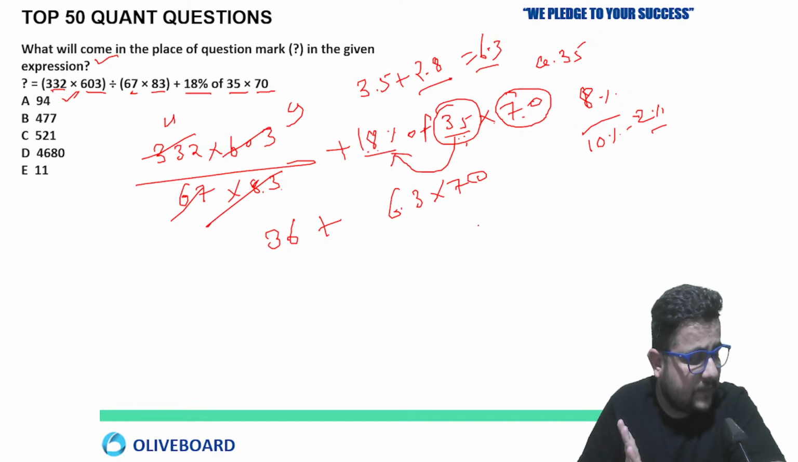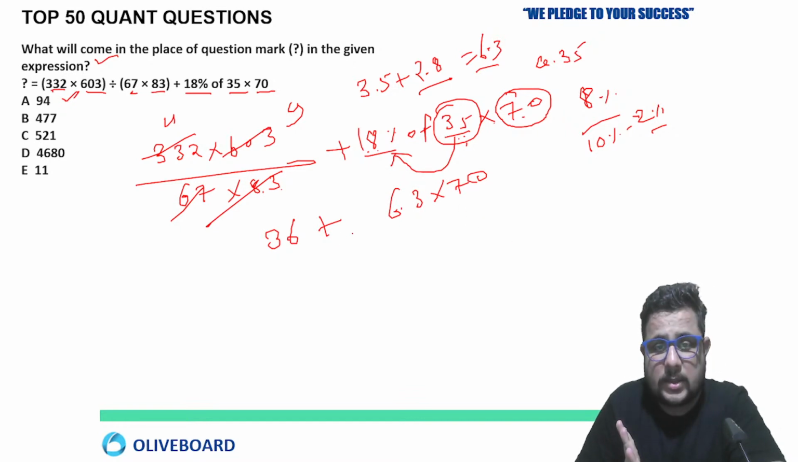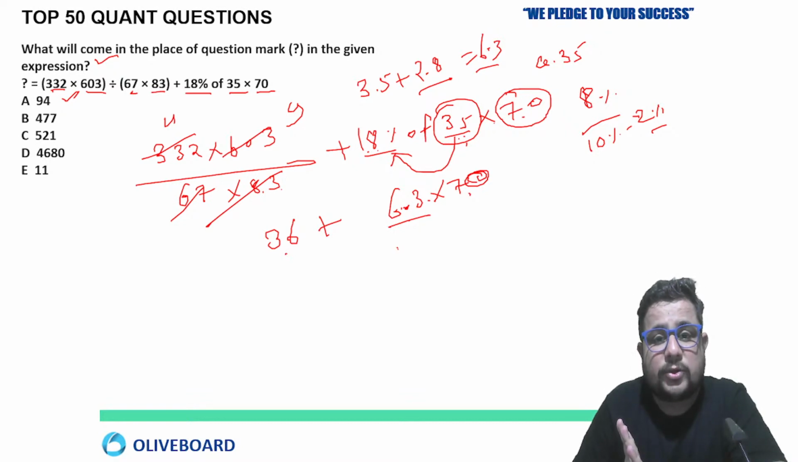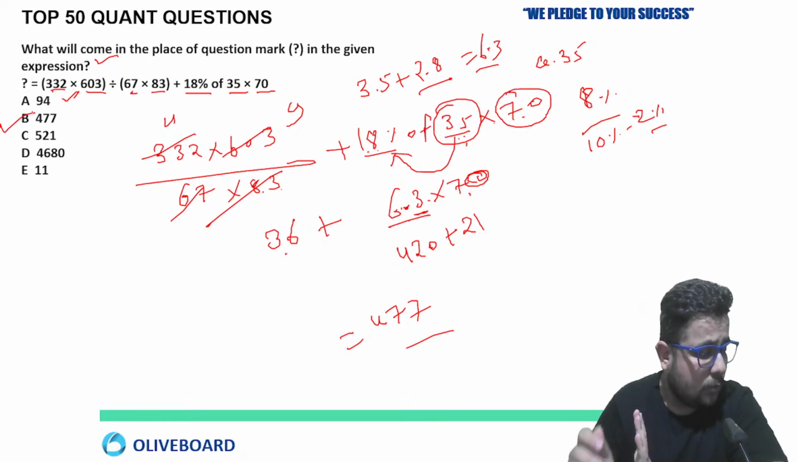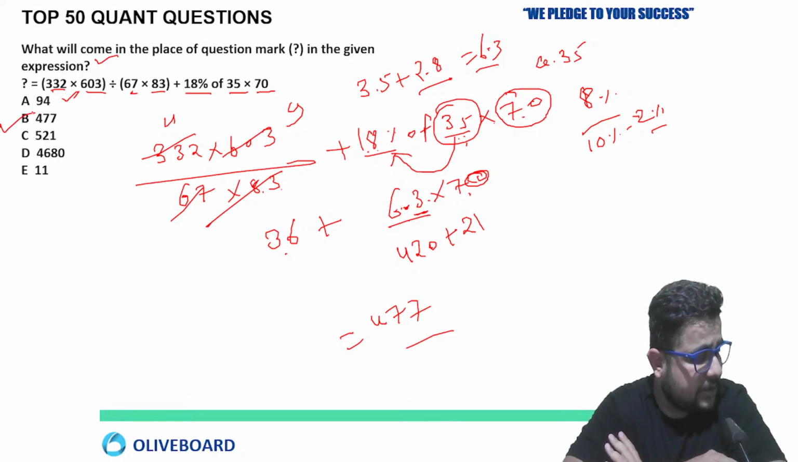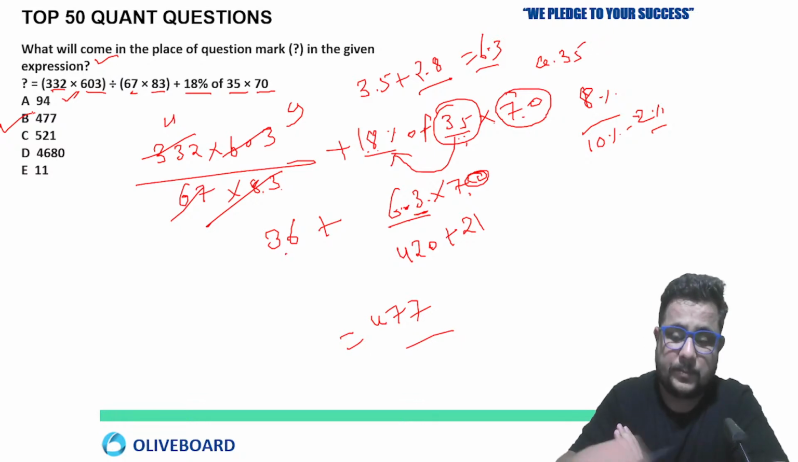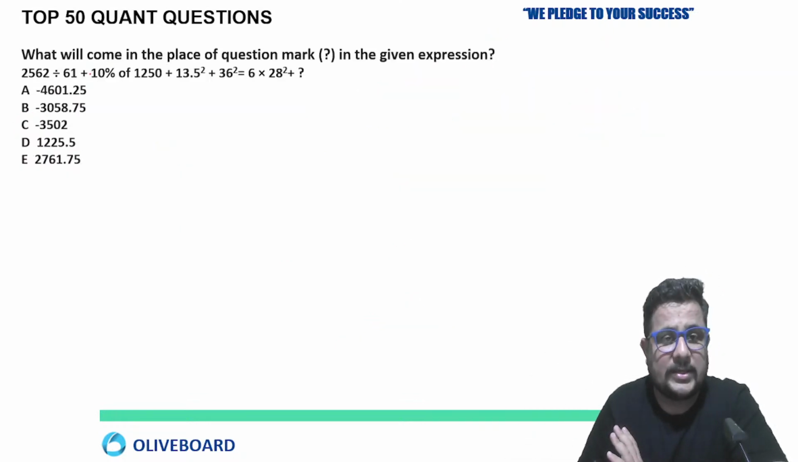How many of you answered? Very good, Sahil. What about others? Now see, 36 plus 6.3 multiplied by 70. 70 multiplied by 6 is going to be 420. Now 0.3 is 30% actually, so 30% of 70 is going to be 21. So 441 plus 36, 477, which is given in option B. Hope so. How many of you got the answer? Niranjan, Varun, Sahil, great job. What about others?